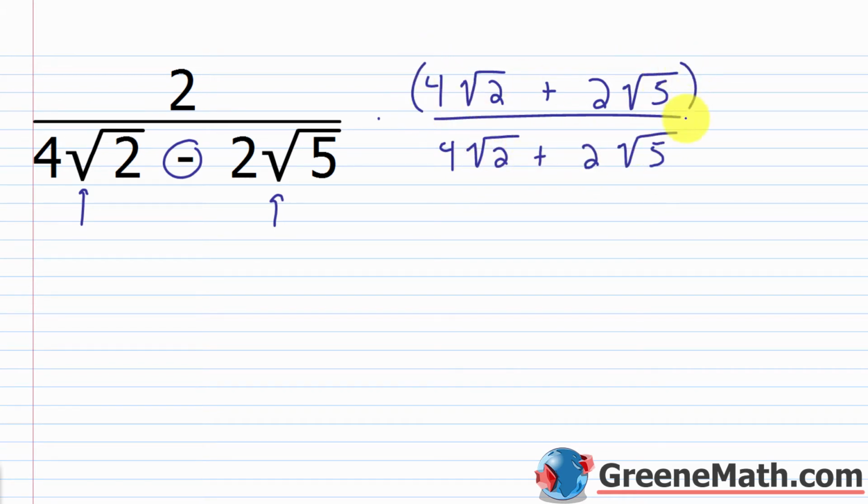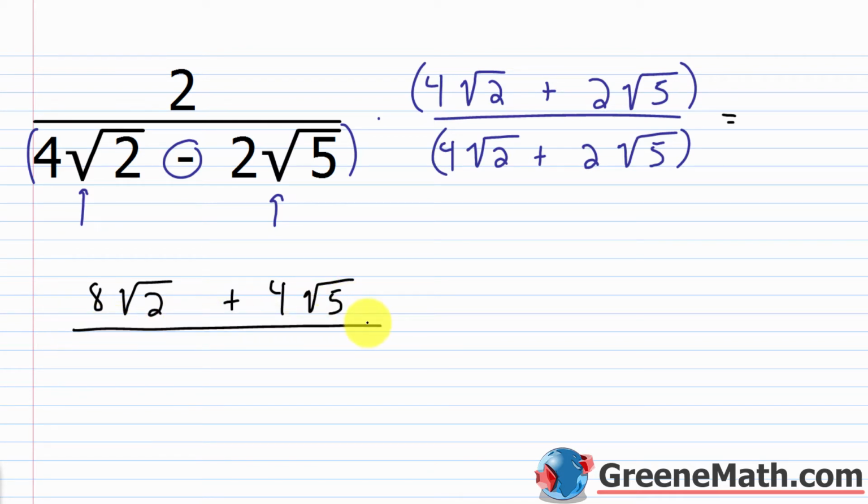And we're going to multiply. So 2 times 4 times square root of 2 would be what? This would give us 8 times the square root of 2. Then plus, if we have 2 times square root of 5, 2 times 2 is 4, then times square root of 5. And then this is over.